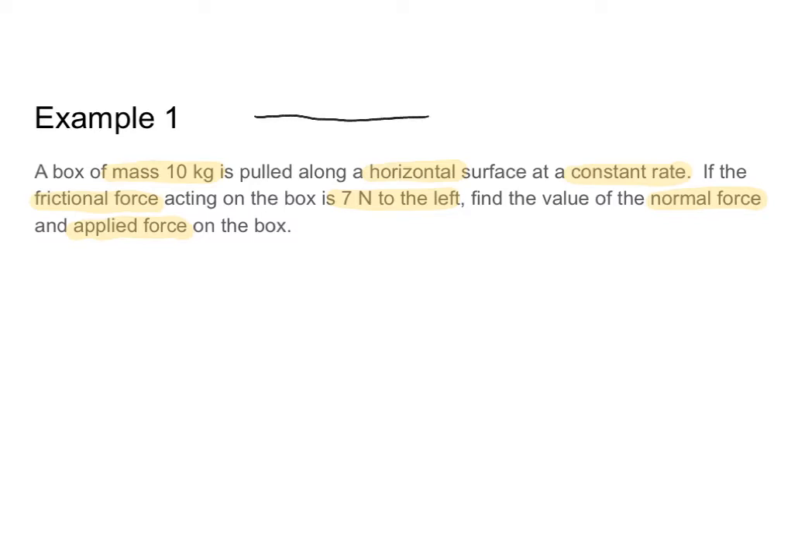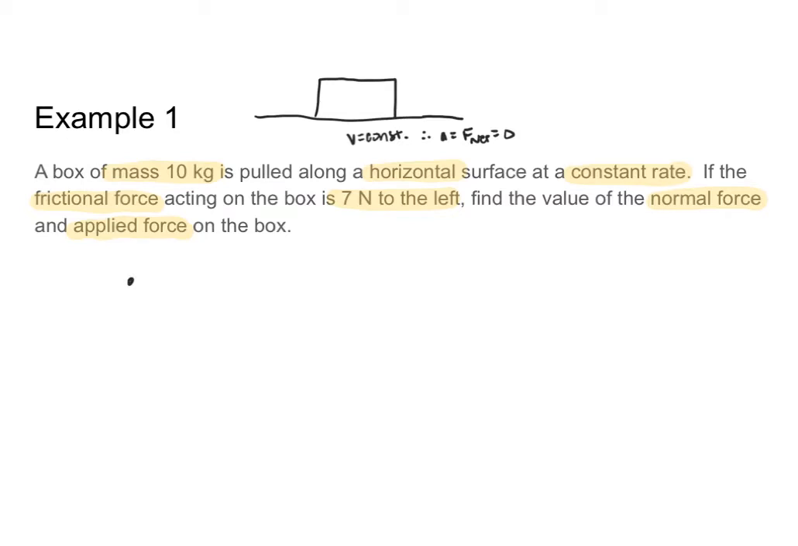So here is my box, and it's being pulled across a horizontal surface at a constant rate. So I know that v equals constant. Therefore, acceleration, or F net, is equal to 0. And that means that the total force in the x direction and the y direction are both going to be equal to 0. So let's start by following step 1 and drawing a free body diagram.